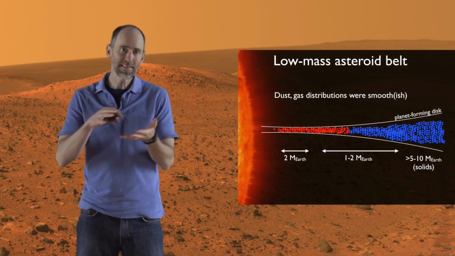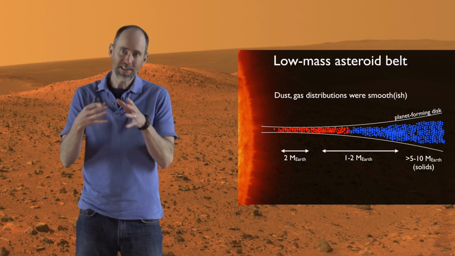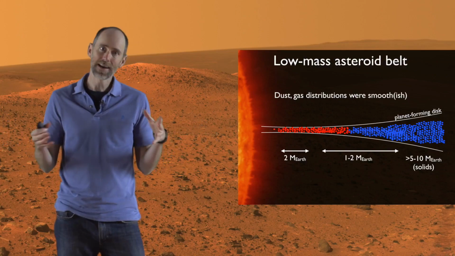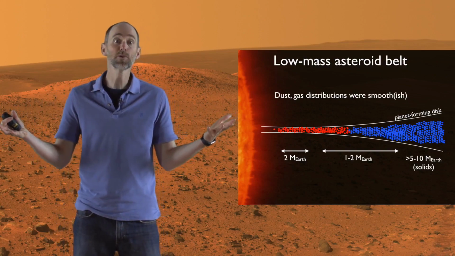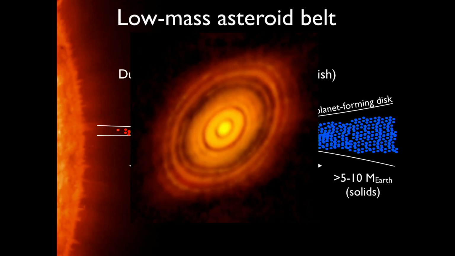Now let me describe the low-mass asteroid belt model. We think that the disk from which the planets formed started off pretty smooth. Especially the gas distribution was probably nice and smooth, and the dust distribution probably started off pretty smooth also. But when we look at pictures of dust within disks around young stars, we don't see smooth distributions. We see a lot of rings. And we think these rings are signs that dust drifts within disks and piles up in specific places. And it's possible that planetesimals form preferentially in those places where the dust is piling up.